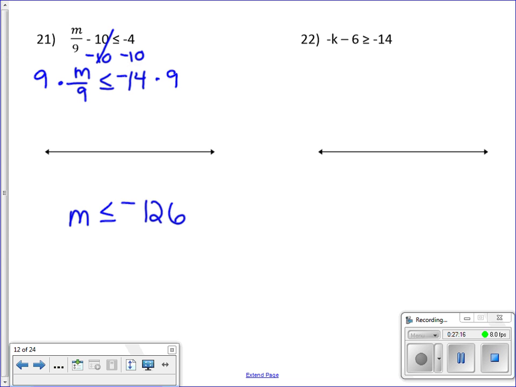All right, so again, if this was 0 down here, then all the way down here might be like negative 126. It's less than or equal, so I'm going to circle and color it in. My arrow goes this way, and it's everything in between. All right, next one here, I'm going to get rid of the 6, so I'm going to add 6 to both sides. So negative k is greater than or equal to negative 8.